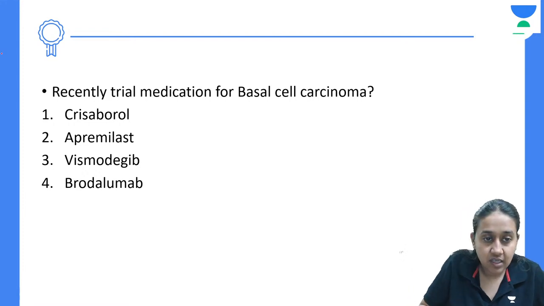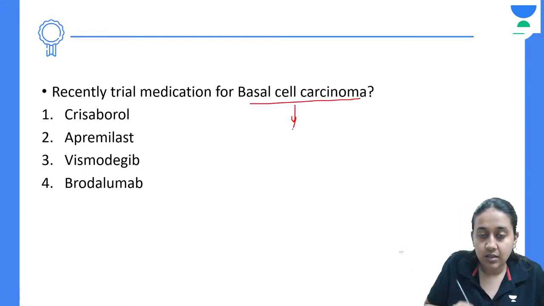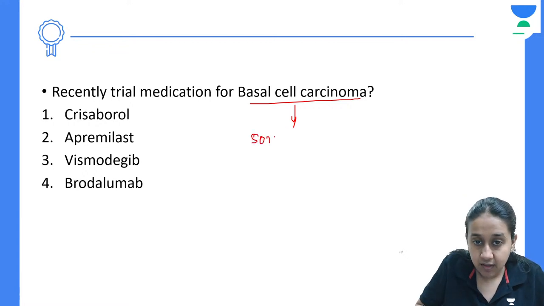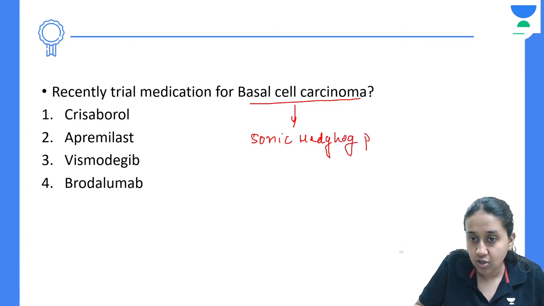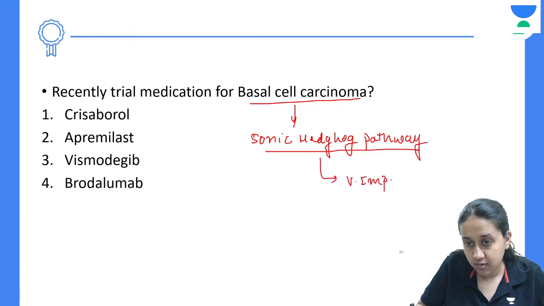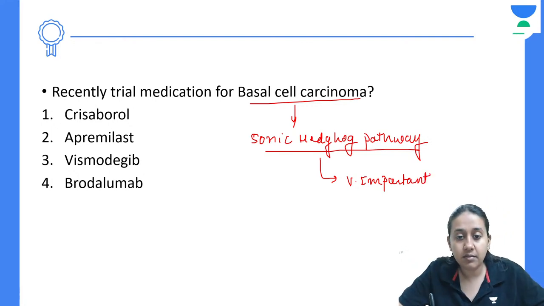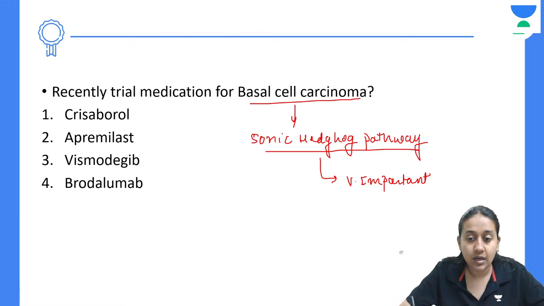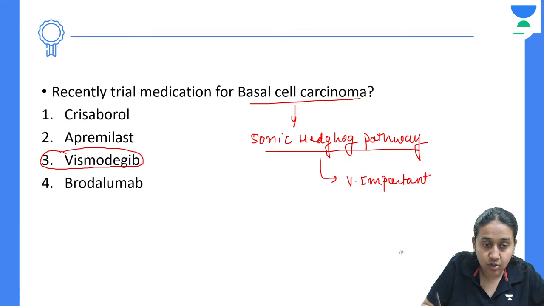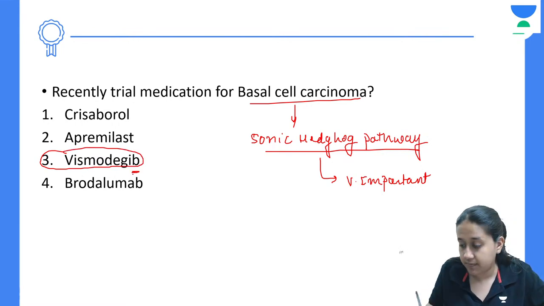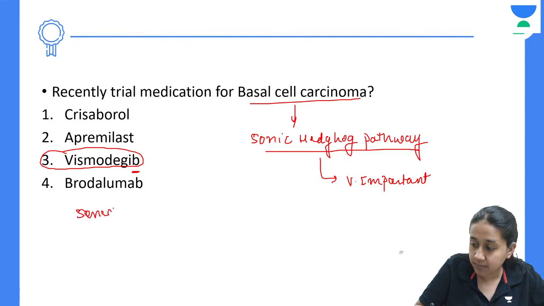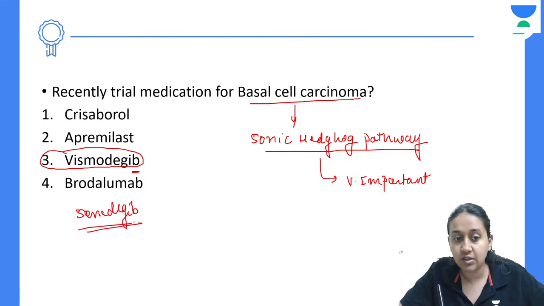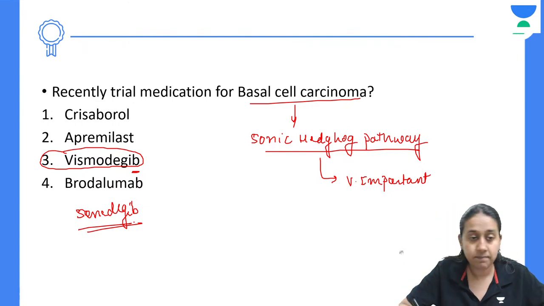Anyone? Yes. So recently we have seen that in the pathogenesis of basal cell carcinoma, sonic hedgehog pathway plays a very, very important role. And we are nowadays using a drug which is vismodegib, a sonic hedgehog pathway inhibitor. Another drug is sonidegib. Both these drugs are used nowadays in the patients of basal cell carcinoma.